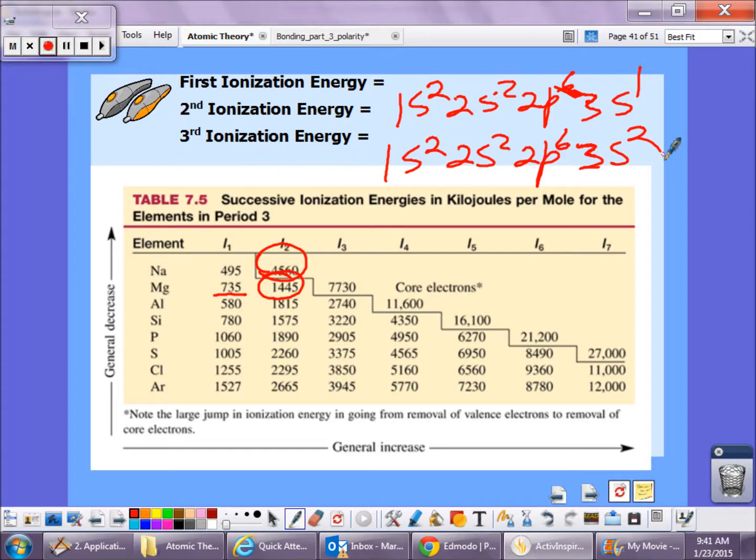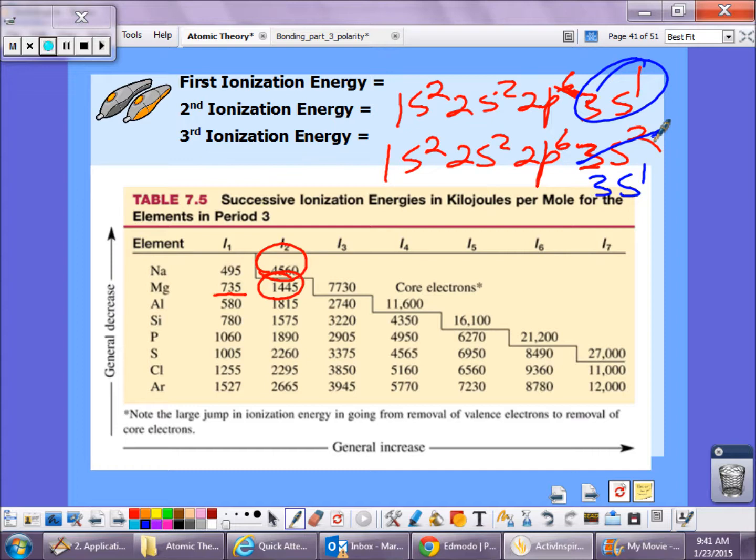First ionization energy of sodium. I'm removing this one. Easy. 3s1, I remove it. First ionization energy of magnesium, I am removing one of those. So I would have 3s1 left. Okay, I remove one.